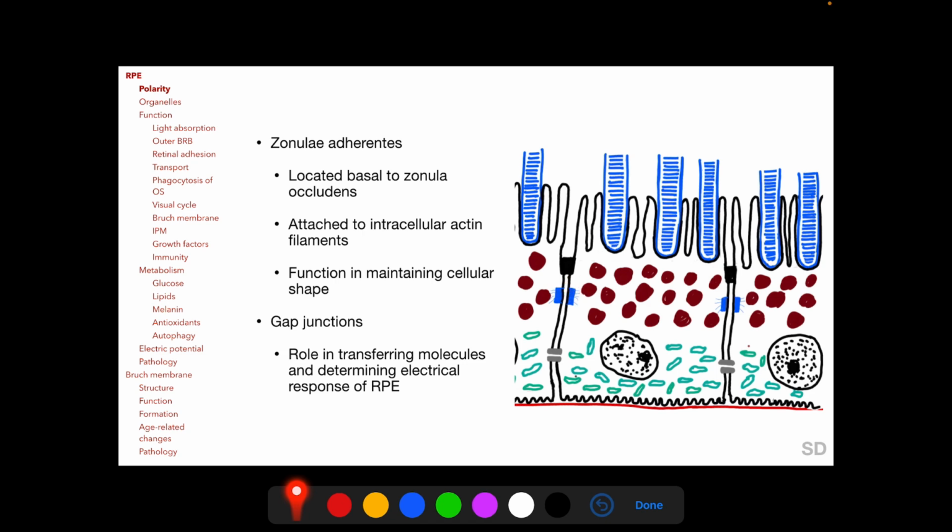Zonulae adherentes are located in the lateral plasma membrane basal to the tight junctions, and have attachments to intracellular actin filaments and are involved in maintaining cellular shape. Gap junctions between the lateral cell membranes of adjacent RPE cells play a role in transferring molecules and electrical potential between the cells.